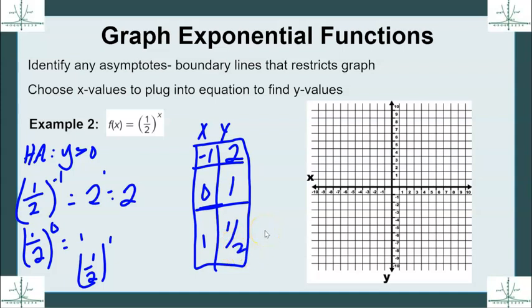So now to graph that, let's put in our horizontal asymptote line. So I'm just going to draw that down here. So we have -1 and 2. We got 0, 1. And we got 1 and then half. And then we can draw our line here.